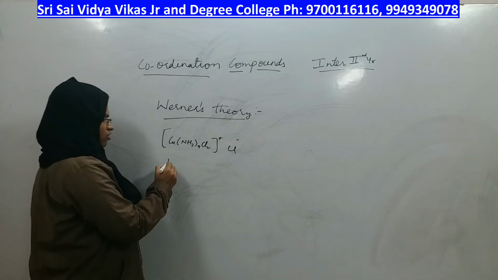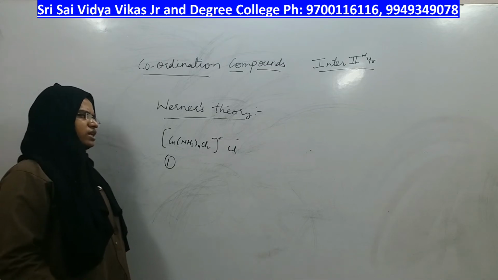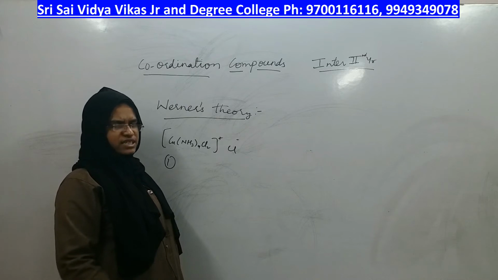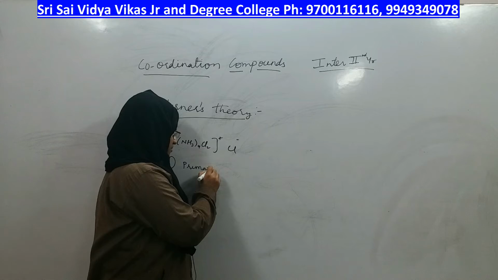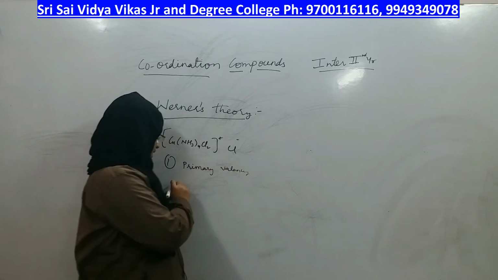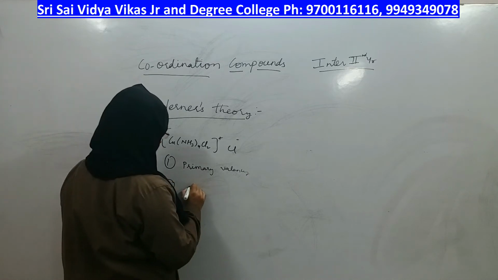I will take the example of the same coordination compound and explain whatever was told by Werner. According to Werner's theory, he postulated that a coordination compound contains two types of valencies. One valency is called the primary valency, and the second type of valency is called the secondary valency.